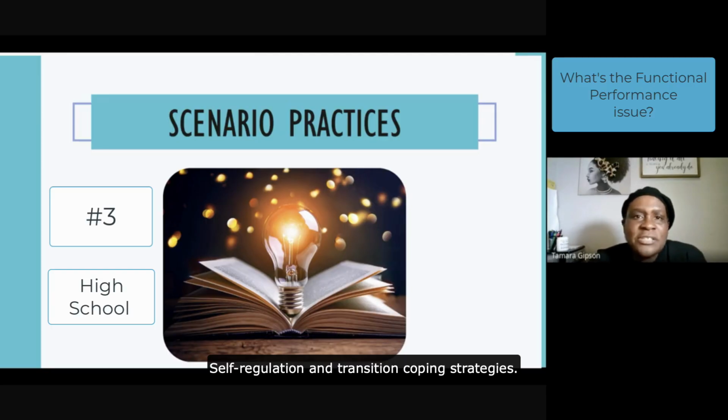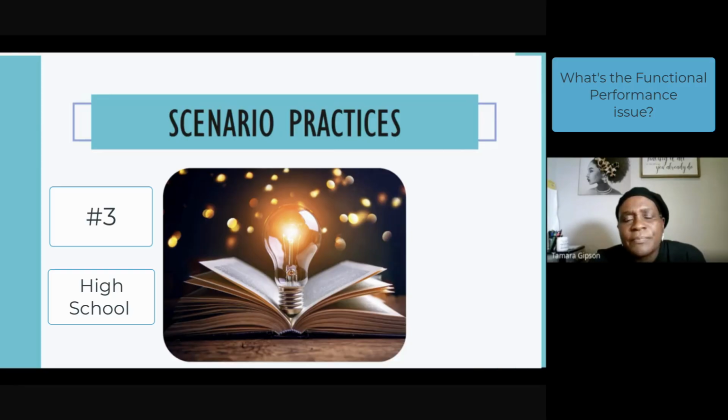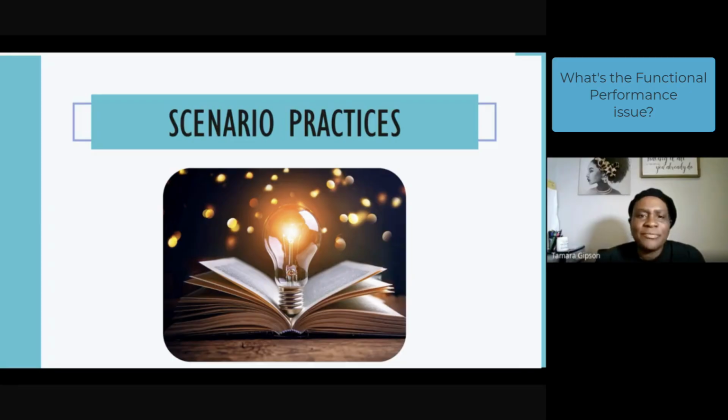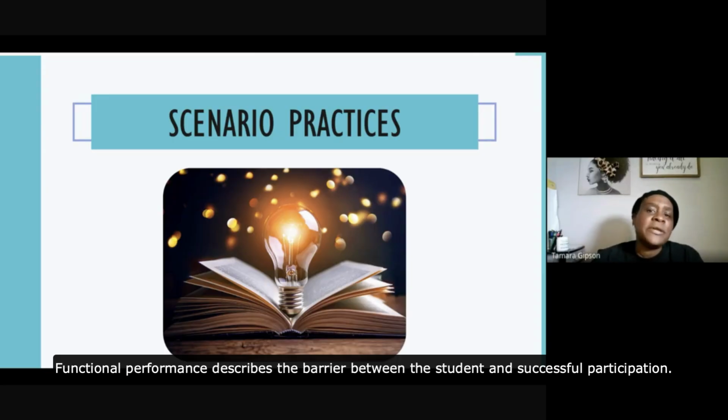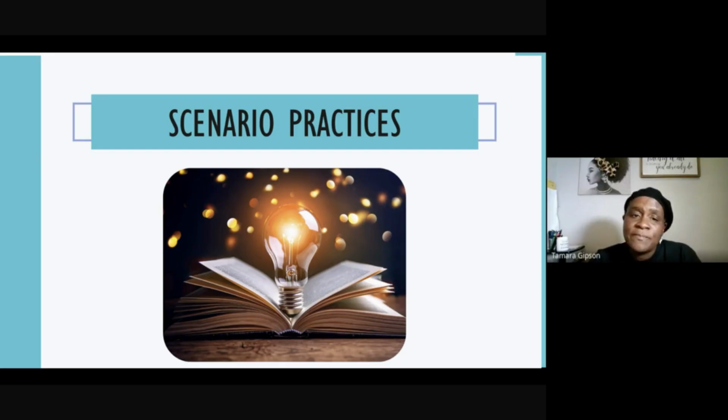Self-regulation and transition coping strategies. And notice the pattern through all 3 levels. The pattern in these that I gave you is that their academics are not the hindrance. It's their ability to cope with the school setting. And functional performance describes the barriers between the student and the successful participation.